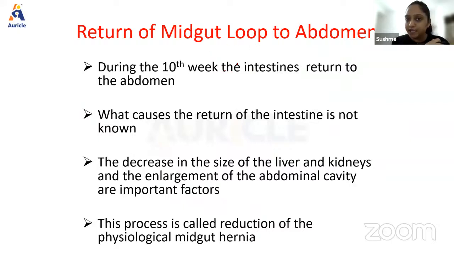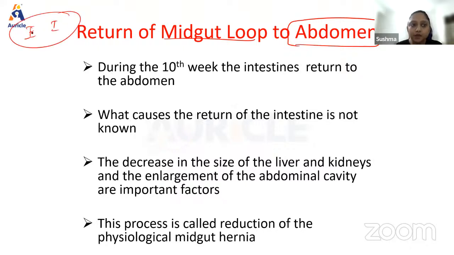So, what did we learn initially? Initially, we learned that the abdomen is too small for the developing midgut. So that is why the extra-embryonic coelom and the intra-embryonic coelom started communicating with each other, and there was herniation of the contents. Herniation of the intestines. Is it not? It was physiological.